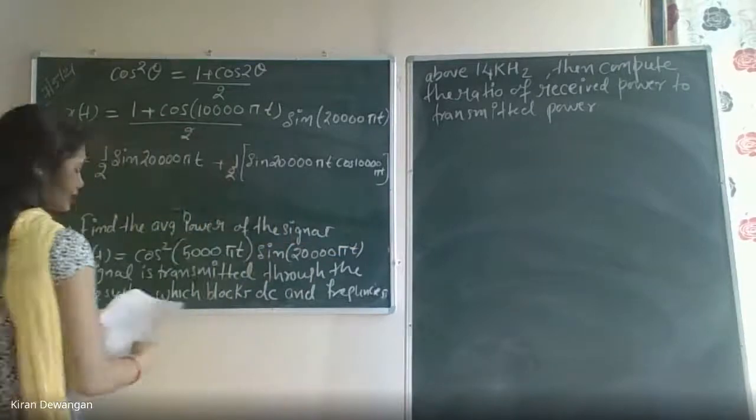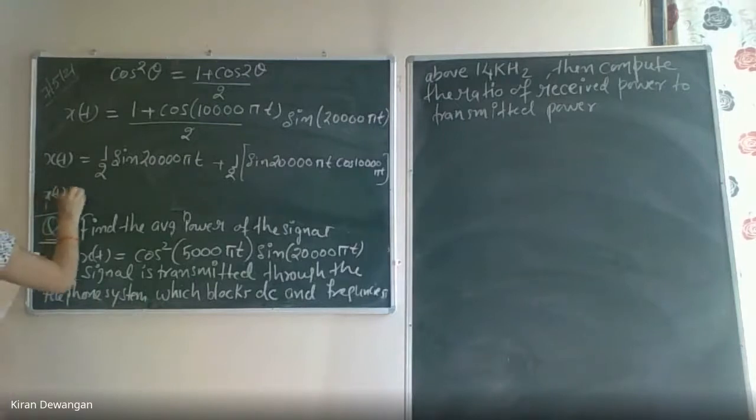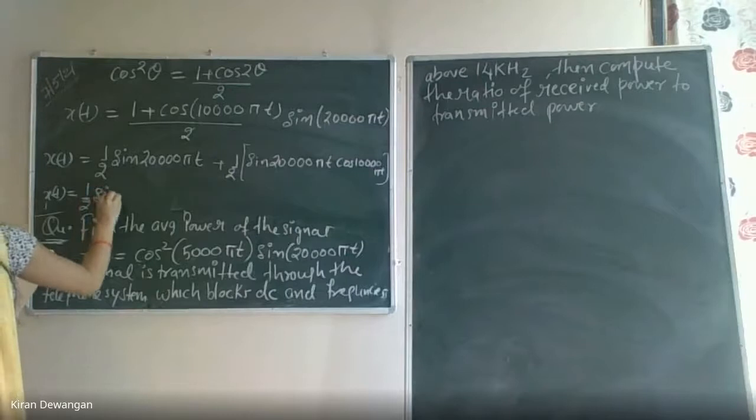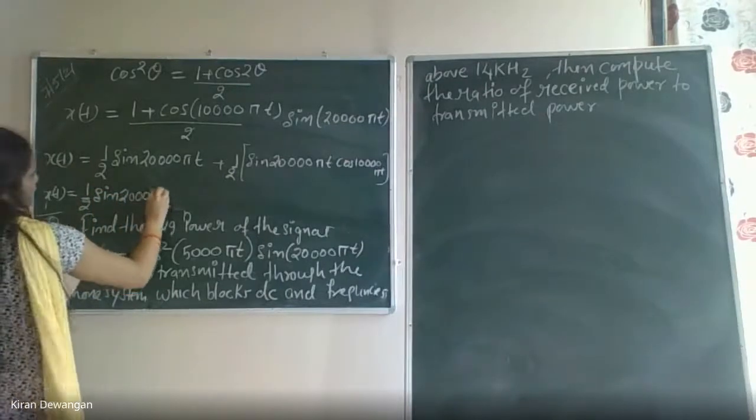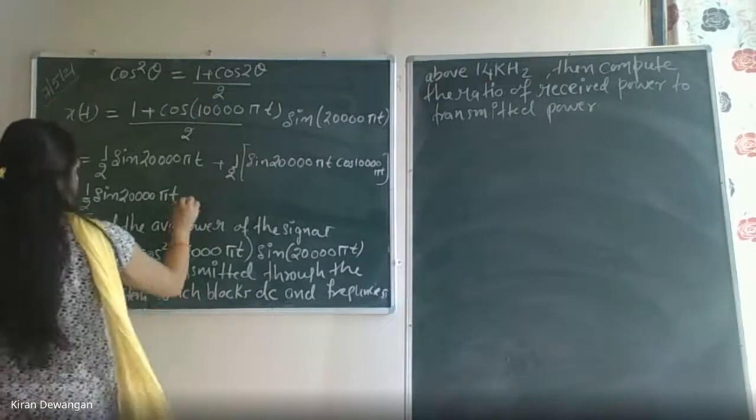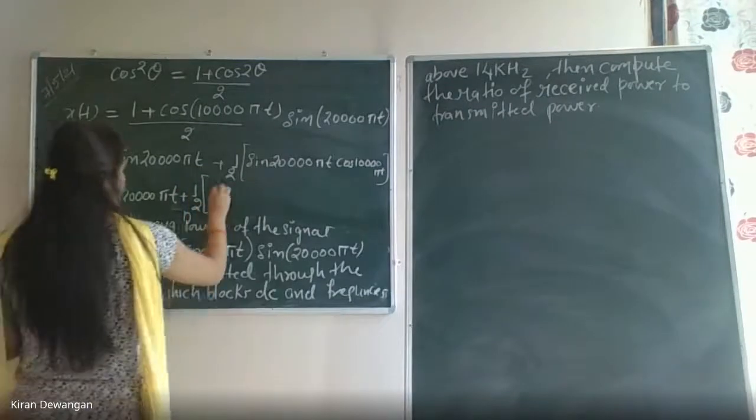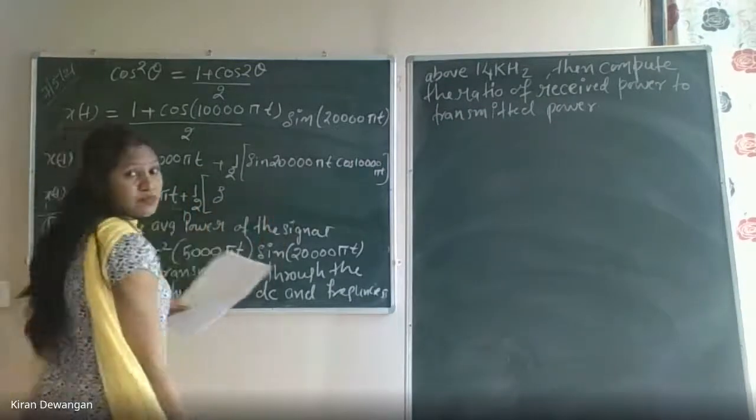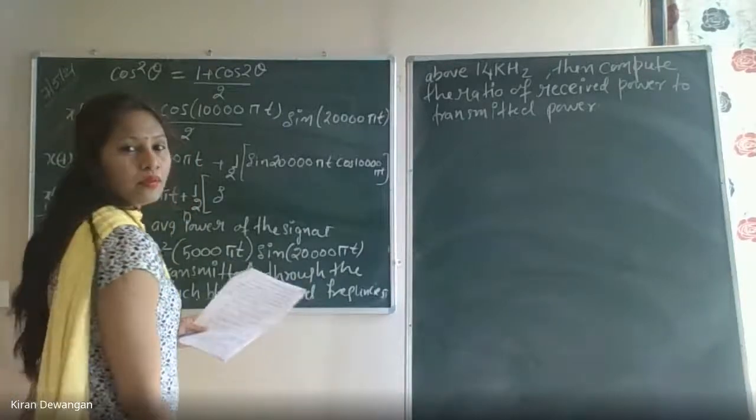What is it? Sin A cos B can be written as x of t. This part is as it is 1 by 2 sin 20,000 pi t. Okay? That can be written as plus 1 by 2. This is sin of a plus b. Sin a cos b is sin of a plus b plus sin of a minus b.